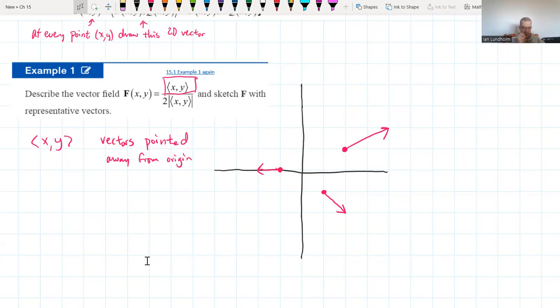And then we've got to think about the other part. The denominator says that we're dividing by 2 times the magnitude of the vector. So dividing by 2 times the magnitude of xy, which we know to be 2 times the square root of x squared plus y squared.